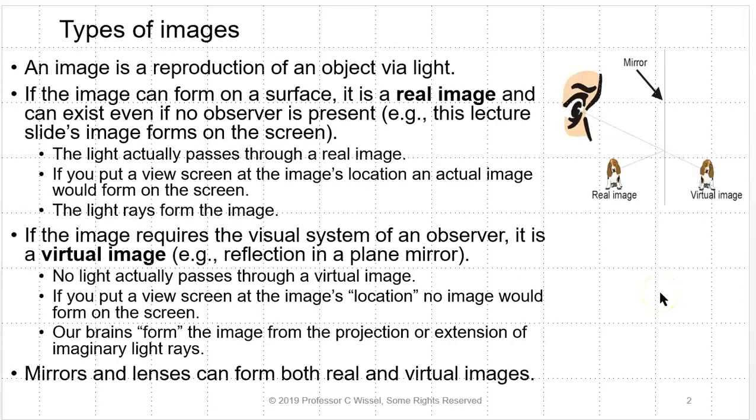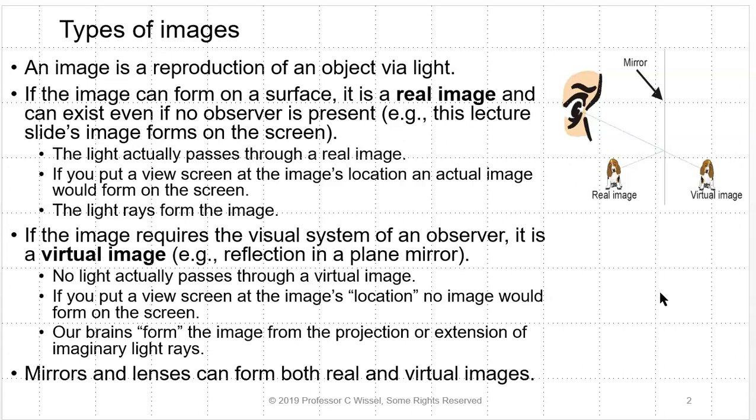Okay, so remember there are two basic types of images. One is a real image. A real image is where the light will actually pass through the image. If you put a view screen at the image's location, you'll actually see an image forming on the screen. The light rays, of course, then form the image, and real images are typically upside down or inverted.